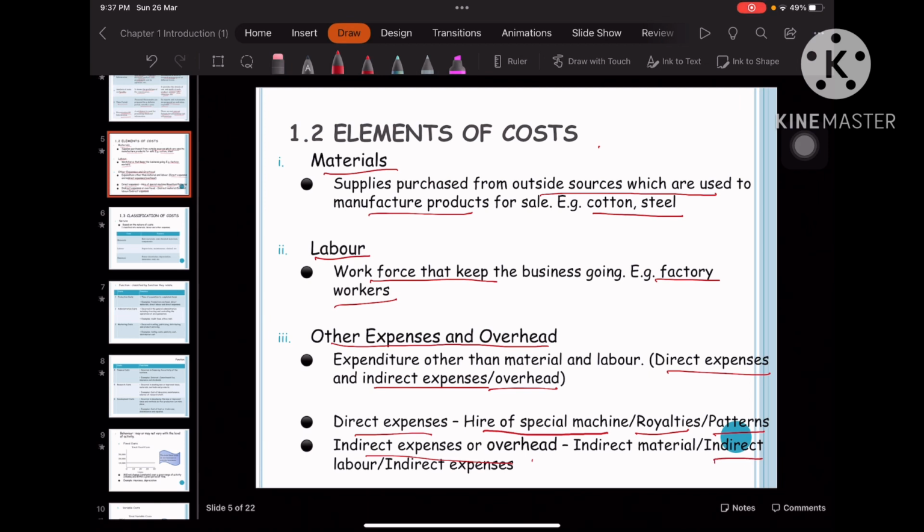So indirect labor are those who are not producing directly. The production workers are the direct labor, focusing on producing the product. For example, the technician will fall under indirect labor because the technician is not producing the product, right? And indirect expenses are like the electricity bills, the water bills, and so on. So hope that you understand.